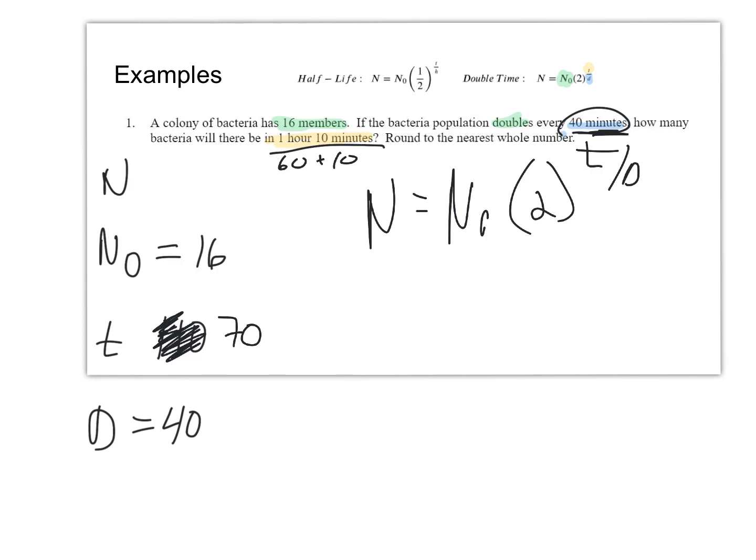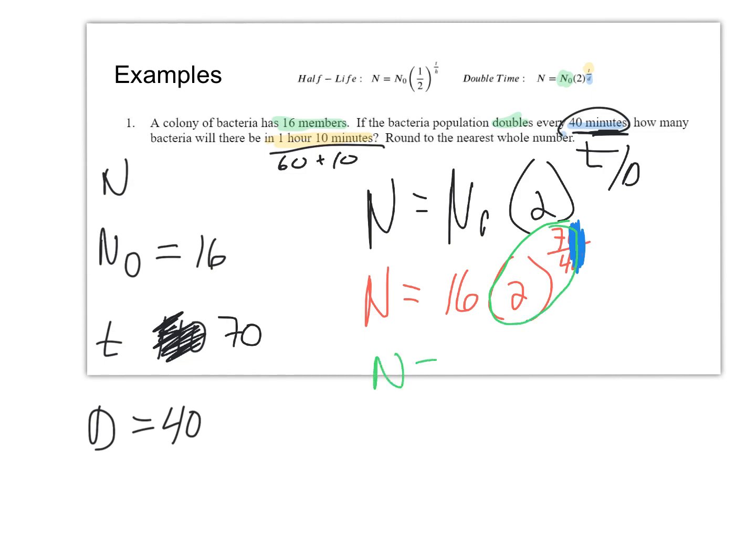So N, the number of bacteria at the end, we don't know what that is. N0, the original amount in the colony, is 16, times 2. Time is going to be 70 divided by 40. Now, you don't have to do this here, but I would reduce this to the fraction 7 over 4. So let's have it like this. Now at this point, let's start doing the math. Again, we're not going to multiply this first. You cannot, because there's an exponent here.